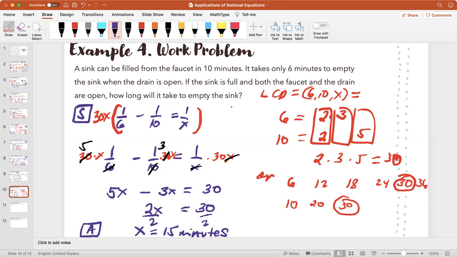If both are open, imagine that there's a sink, and maybe it's full at first, but then there's a pipe that empties it, which is a faster rate. Of course, there will come a time that the sink will be empty because emptying the sink is faster than filling the sink. Right.